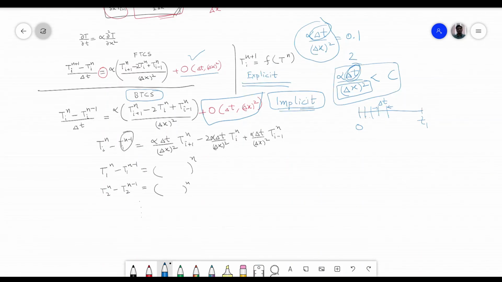So it was very simple to code the explicit scheme, but it has this constraint. We'll see that in the next class. Thank you.